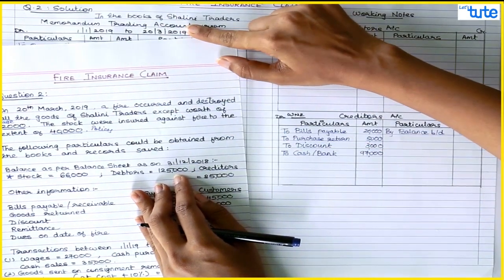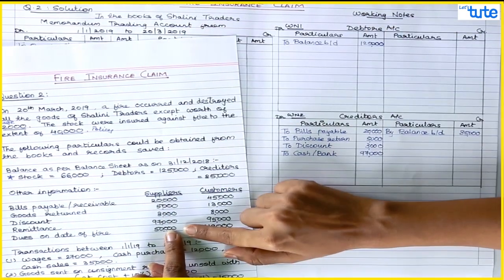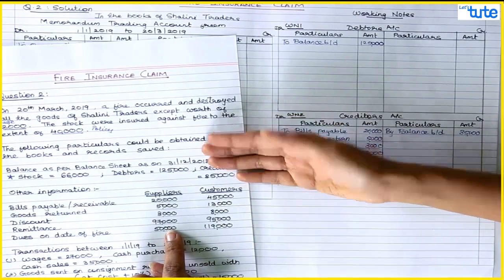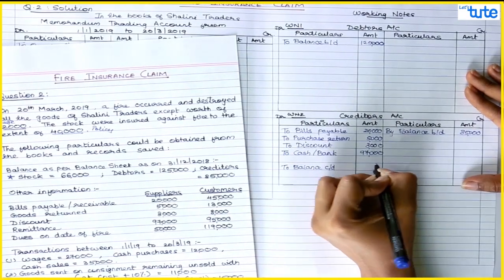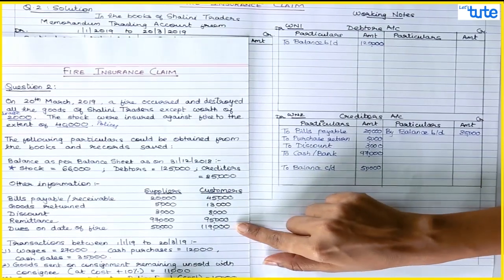So on this date of hire, on 20th March 2019, dues to the suppliers is 50,000. So this is the balance payable to suppliers. So we say to balance carried down, 50,000. Next we'll do all the transactions with customers, that would be your debtors.